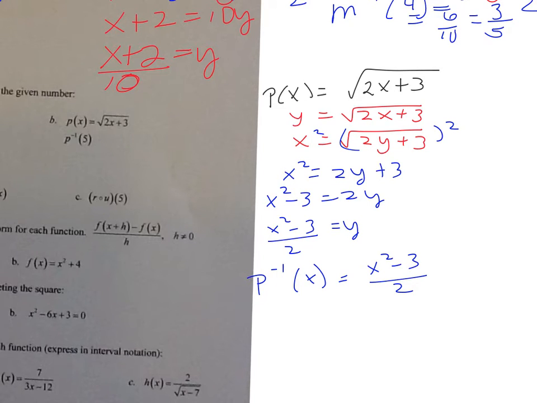And now I want the inverse of p of 5. So that's 5 squared minus 3 over 2. So 5 squared is 25. 25 minus 3 is 22, over 2 is equal to 11. Okay, let's take a look at 4.